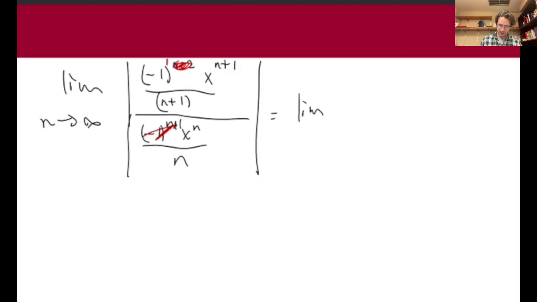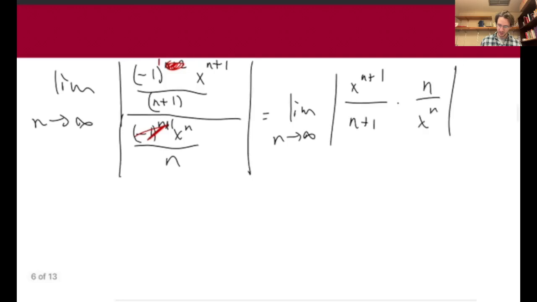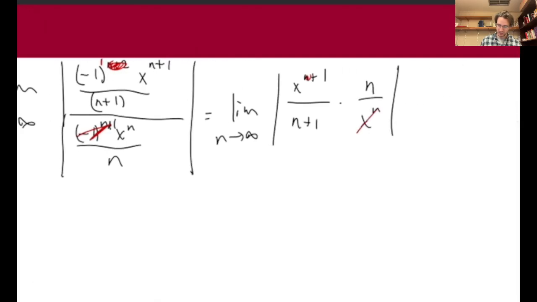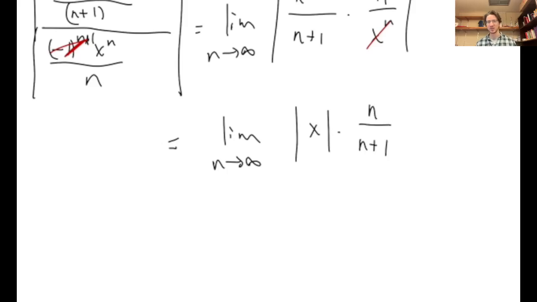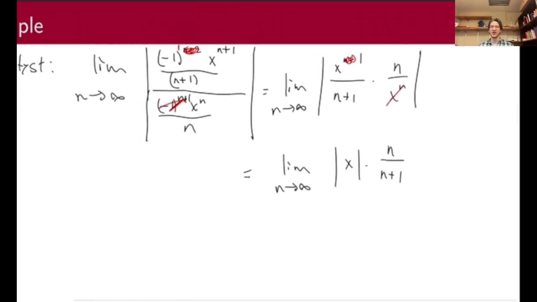This is the limit as n goes to infinity of x to the n plus 1 over n plus 1 times n over x to the n. That cancels with most of those and leaves me with an x to the first. So this looks like the limit as n goes to infinity of the absolute value of x times n over n plus 1, which I can drop the absolute values because n is positive.